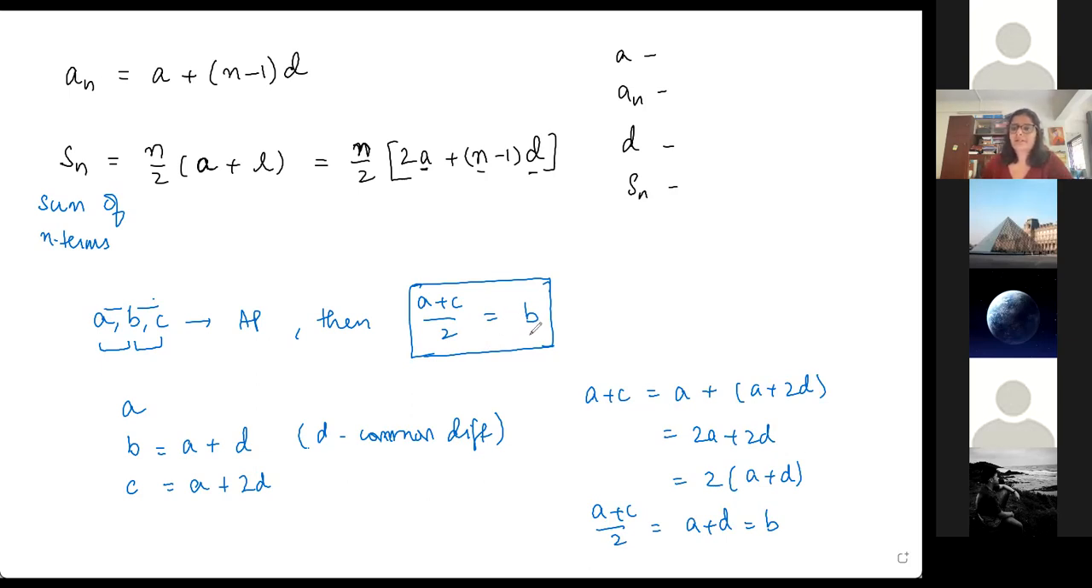Clarified? Yes, ma'am. Okay, make sense? Yeah, I was confused if it was an AP or not. Yes, they need to be in AP, only then this will be true. It's not true for any three random numbers.